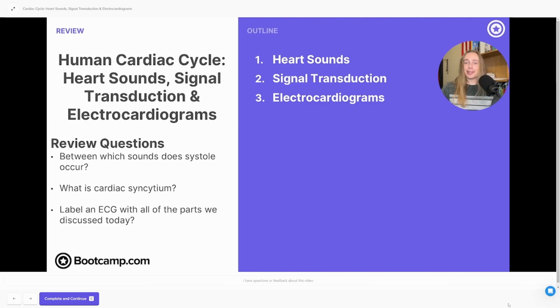Now that we've taken our quiz, let's go ahead and do a few review questions to see what you learned today. First, between which sounds does systole occur? Second, what is cardiac syncytium? And lastly, label an ECG with all of the parts we discussed today. If you can answer these questions, you're well on your way to success.